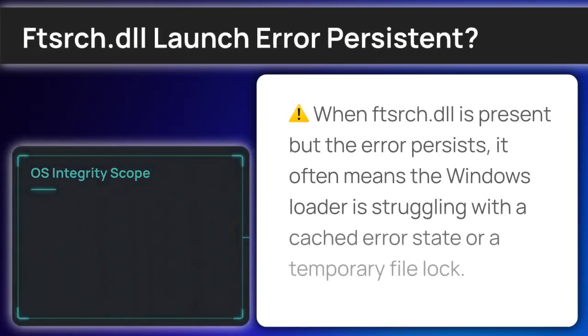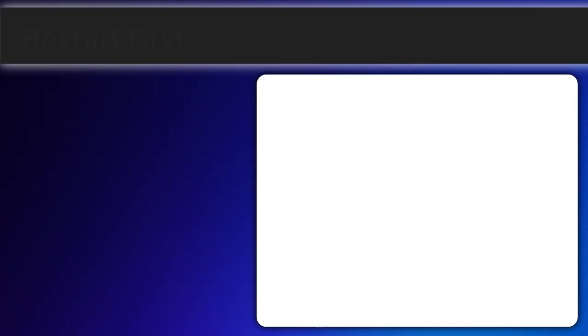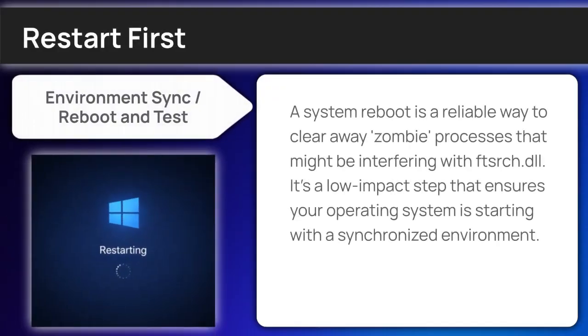If you're still finding yourself stuck after the reinstall, our next priority is to check for any active blocks in the system path. A system reboot is a reliable way to clear away zombie processes that might be interfering with Ftsrch library. It's a low-impact step that ensures your operating system is starting with a synchronized environment.